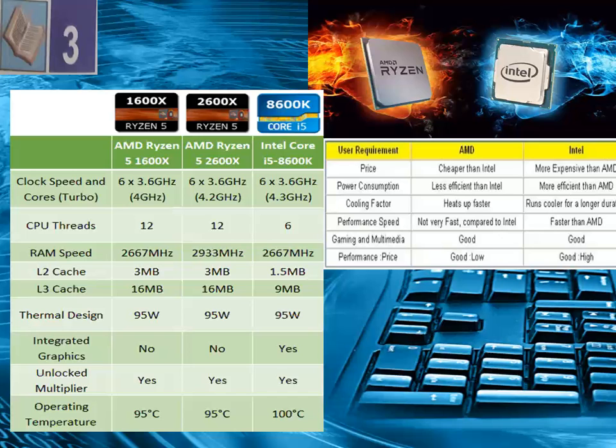Performance and price: in AMD the performance is good and the price is low. In Intel the performance is good but the price is high. So these are the differences between the AMD and Intel processors.